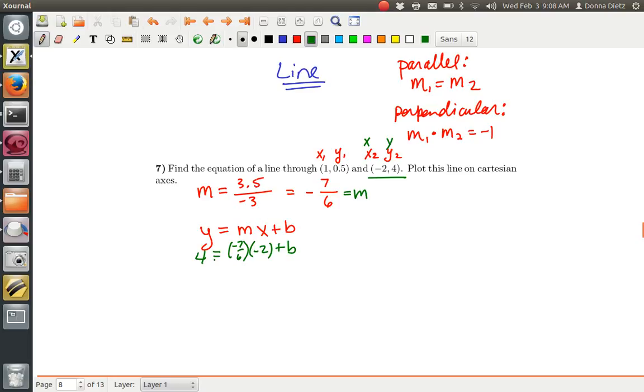Okay? And so we have 4 is equal to 14/6 plus b, which is 7/3. So this is 12/3. So b must be 5/3.